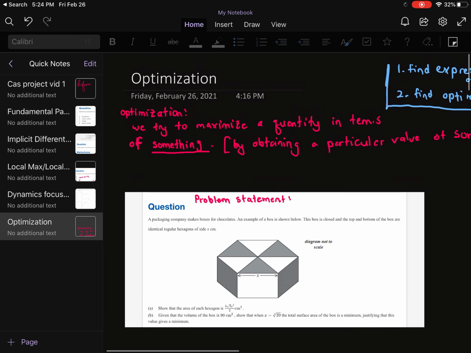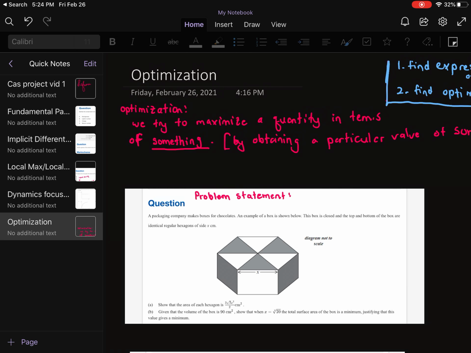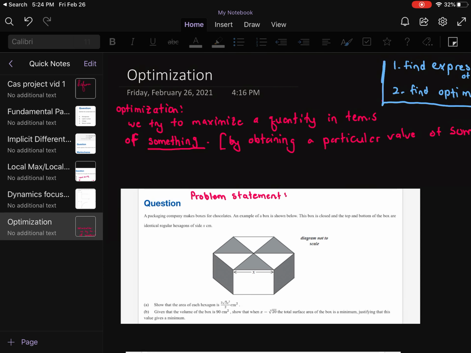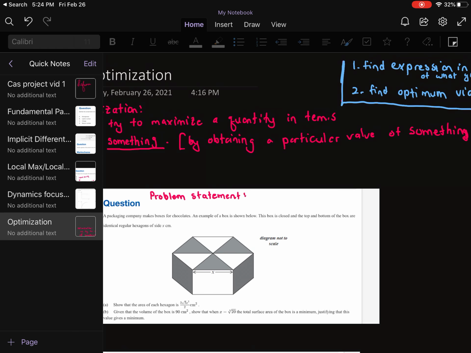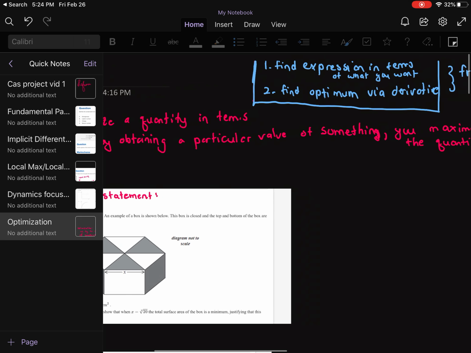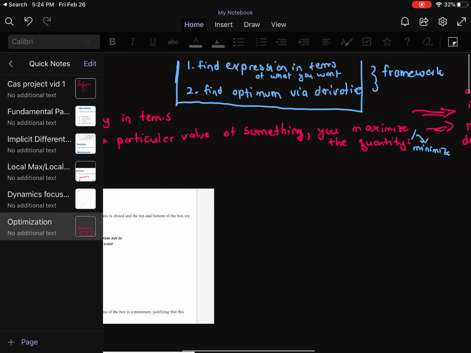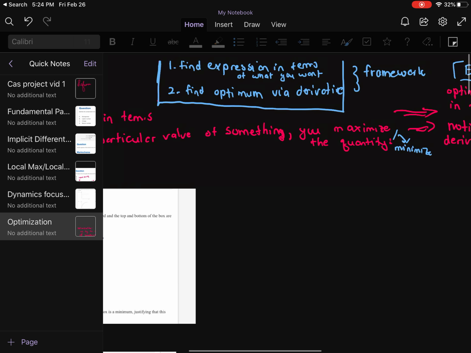Guys, today we're going to be doing a video on optimization. Optimization is effectively an application of differentiation. It's pretty similar to related rates, but it's actually quite different in some ways. Let's get started. In optimization, what we're trying to do is maximize a quantity in terms of something. By obtaining a particular value of something, you're effectively maximizing or minimizing the quantity. In other words, optimizing the quantity.